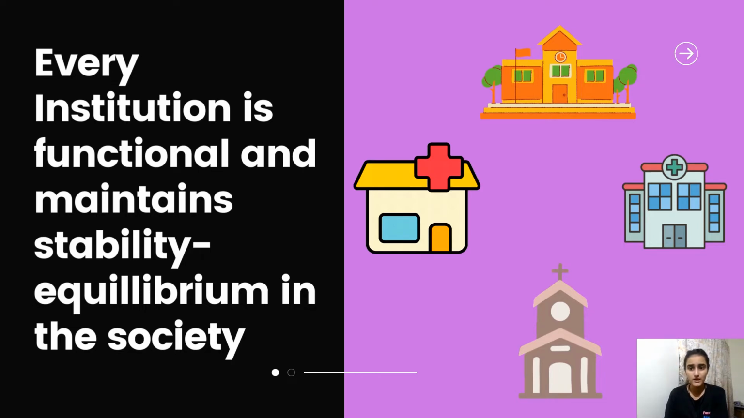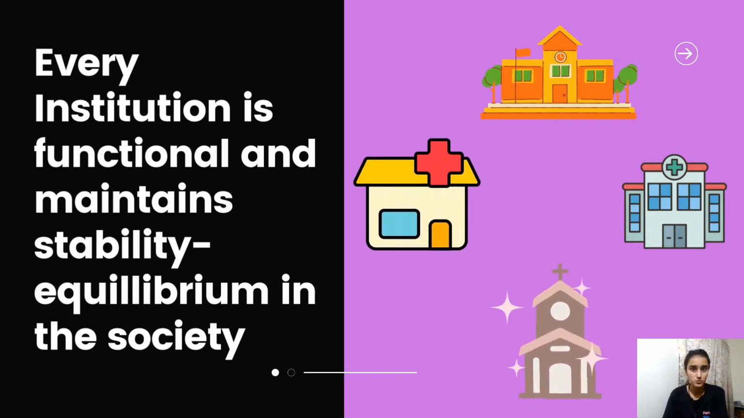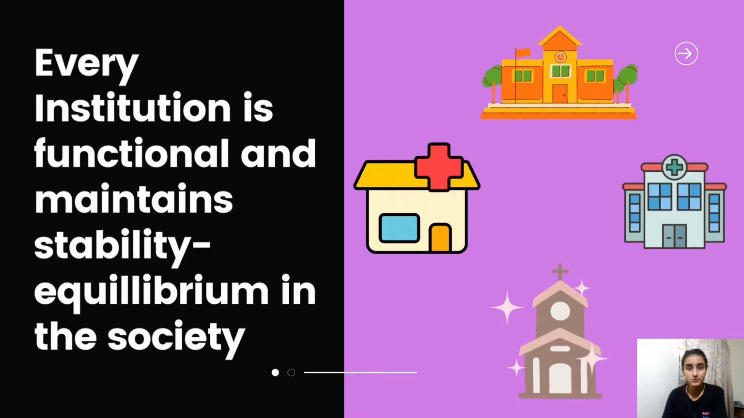As you can see on the screen, I have shown different institutions: the educational institution, which is school or college; the religious institution, which is church, temple, mosque, synagogue; the hospitals; the total institution, that is jails and the prison system; the police system, which ensures the proper maintenance of rules and regulations in society; then the administrative system. All these systems in aggregation ensure proper and smooth functioning of society.